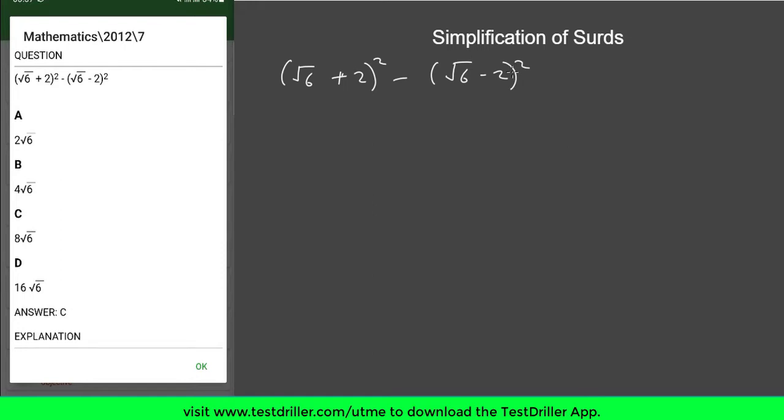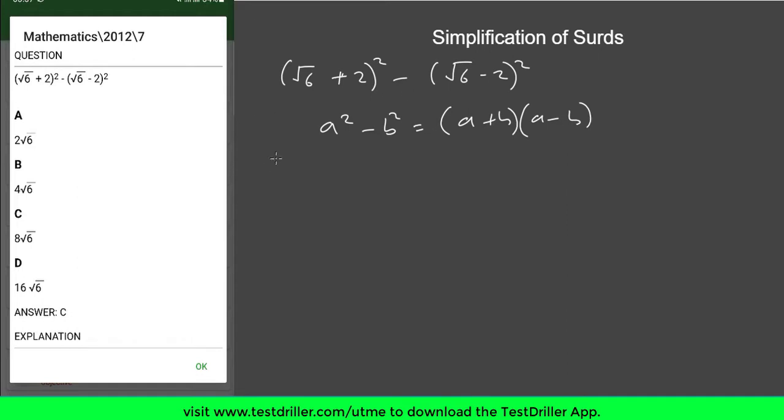Okay, so if you look at this question properly, you should notice a pattern here. There's this pattern of a squared minus b squared. If you check closely, you'll see that kind of pattern here. So we can use this concept that says the result of this operation is going to be (a plus b) into (a minus b). So we can apply that here.